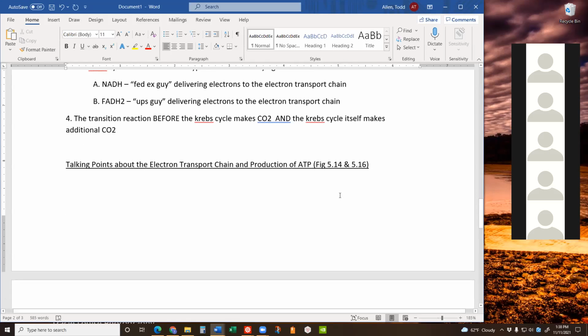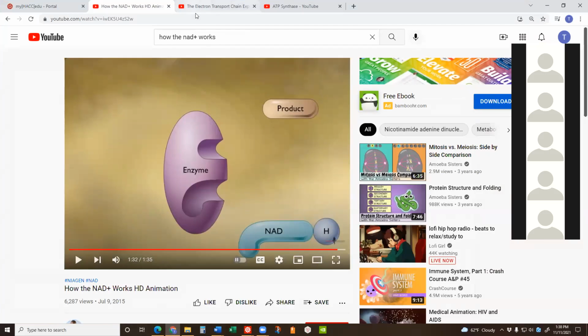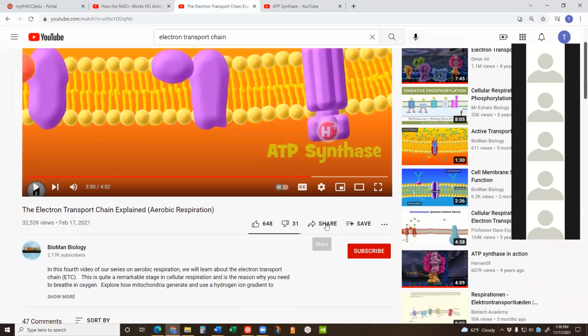Figure 514 and figure 516 are the relevant topics right now. I'm going to show you a video about the electron transport chain, because I think that will help you when I'm giving you my talking points. So the video I'm going to share with you is this one here.